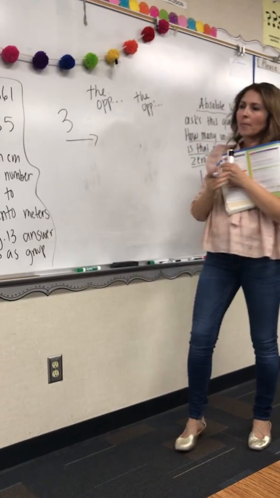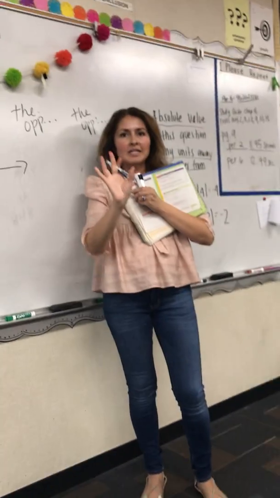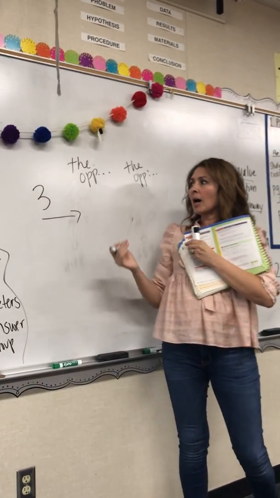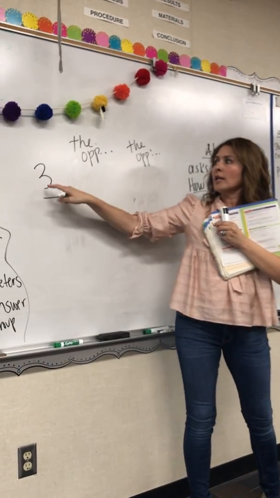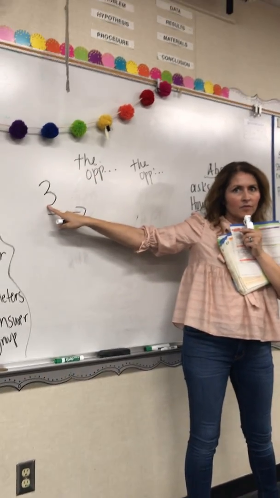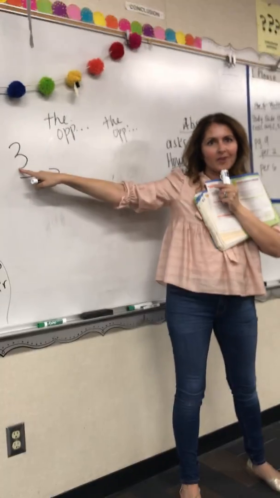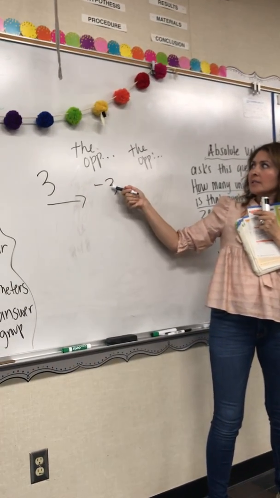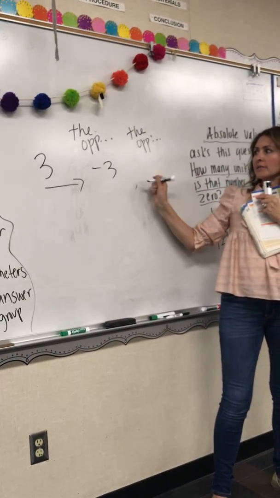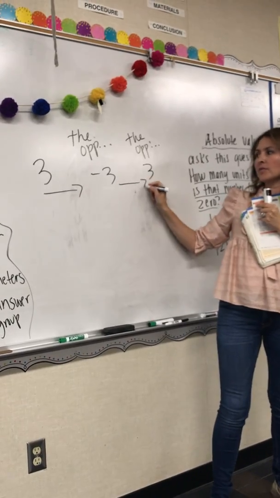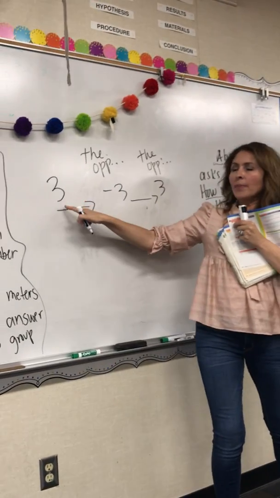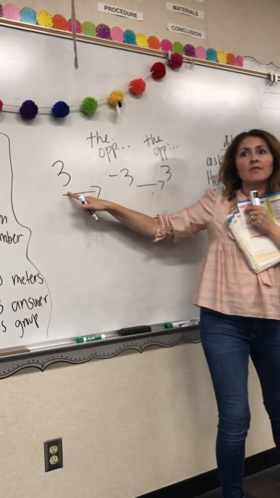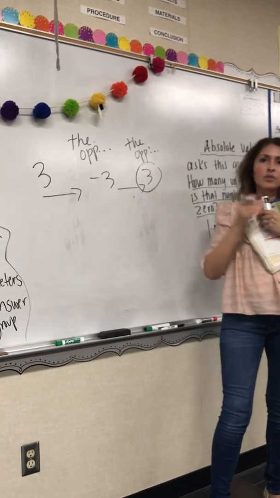So the opposite of 3. Keep it steady, please. Okay, the opposite of the opposite means you're going to do two opposites. Let's do the first opposite. What's the opposite of 3? Everyone, eyes up here. Negative 3. What's the opposite of a negative 3? 3. Positive 3 or just 3, yes. So the opposite of the opposite of 3 is just 3.